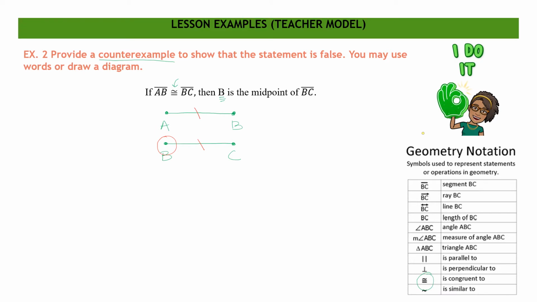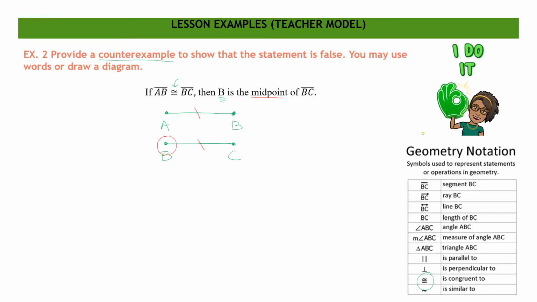So remember, this word midpoint means that you have a point in the middle of a line or a segment, or something that's directly in the middle that's cutting it in half. So right here, it shows that B is an endpoint to this segment, not a midpoint. So that's one example where we're showing a counterexample of that not being true.